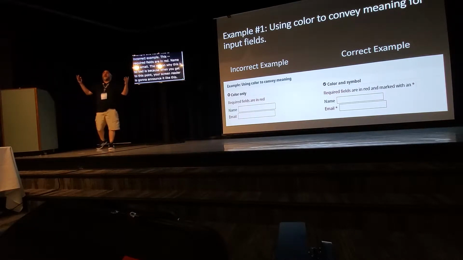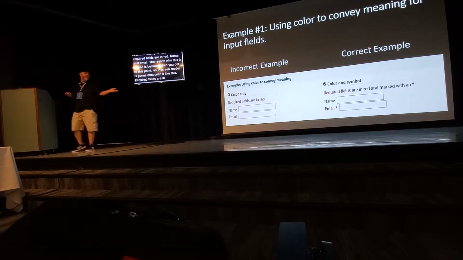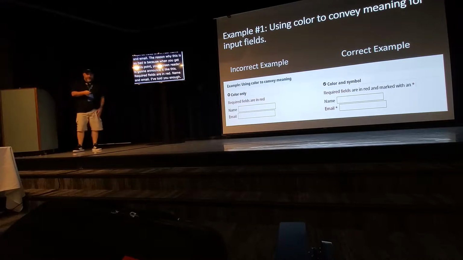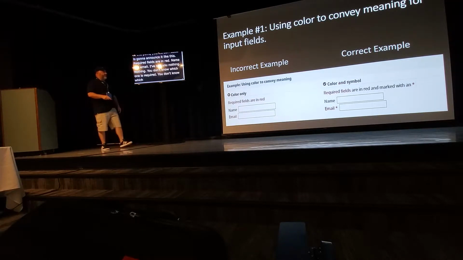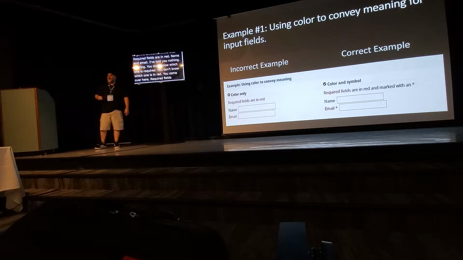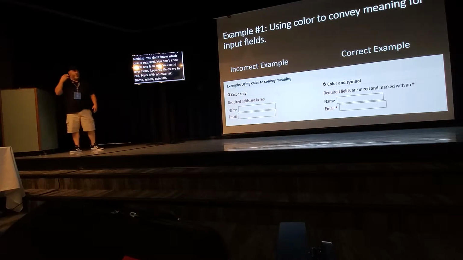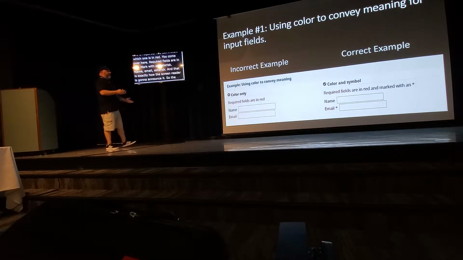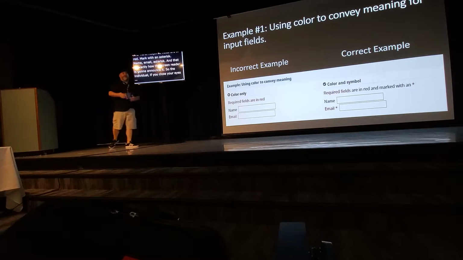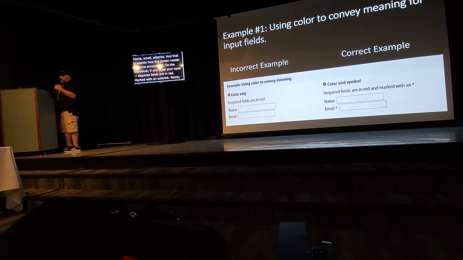Now, if you close your eyes and imagine, I told you nothing. Nothing. You don't know which one's required, you don't know which one's red. So what you come over here, and the correct example of that is required fields are in red and marked with an asterisk. Name, email, asterisk. And that's exactly how the screen reader is going to announce it. So the individual, if you close your eyes, required fields are in red and marked with an asterisk, name, email, asterisk. Now you know email is the one that is required.